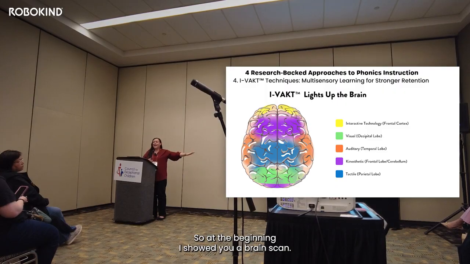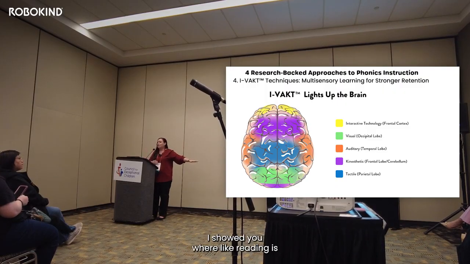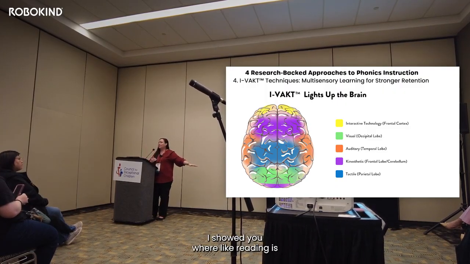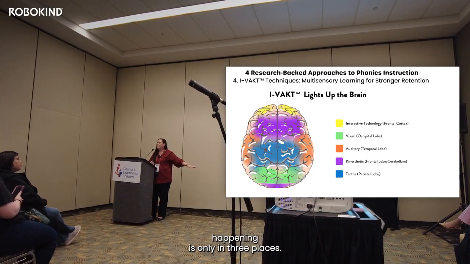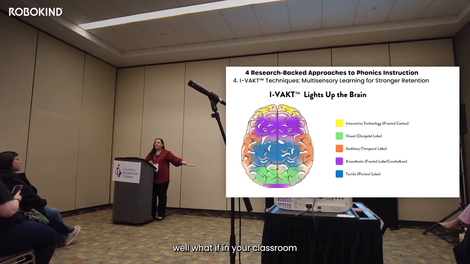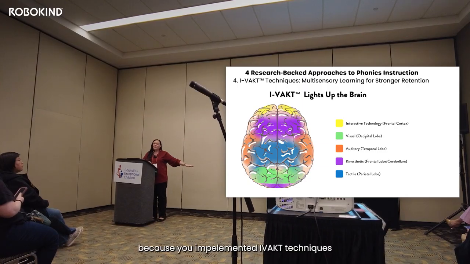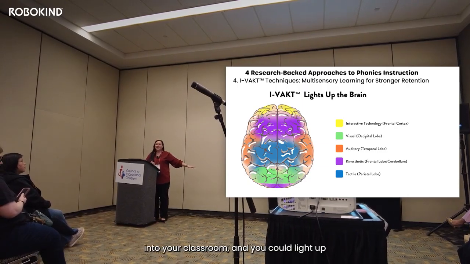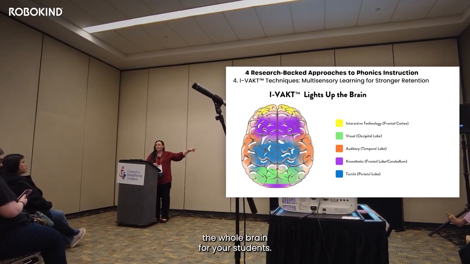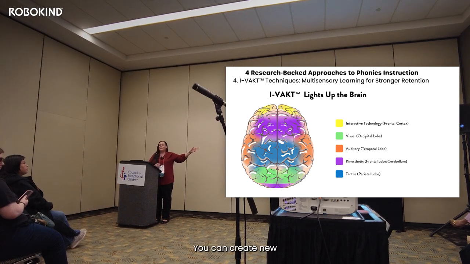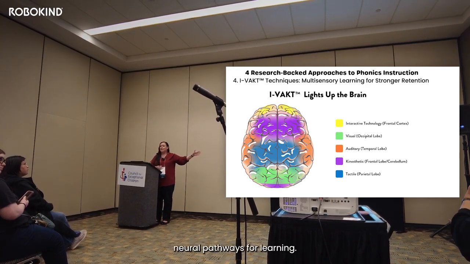At the beginning, I showed you a brain scan, and I showed you where reading is happening, and it's only in 3 places. Well, what if in your classroom you weren't limited to that because you implemented IBACT techniques into your classroom, and you could light up the whole brain for your students? You could create new neural pathways for learning.